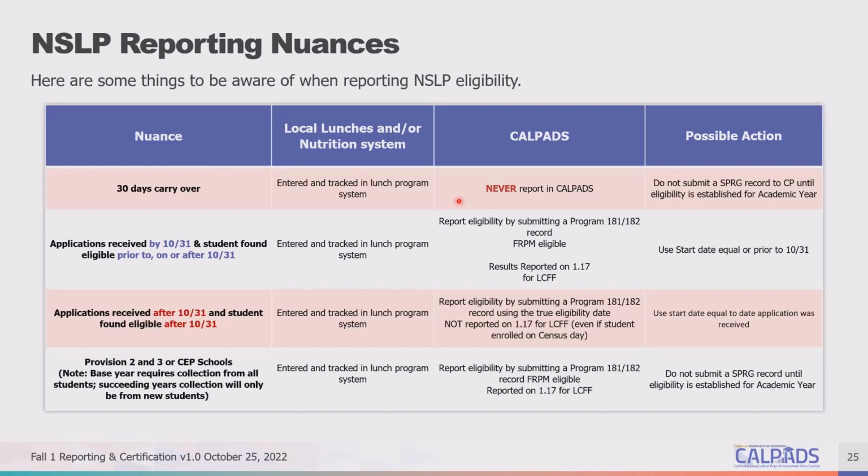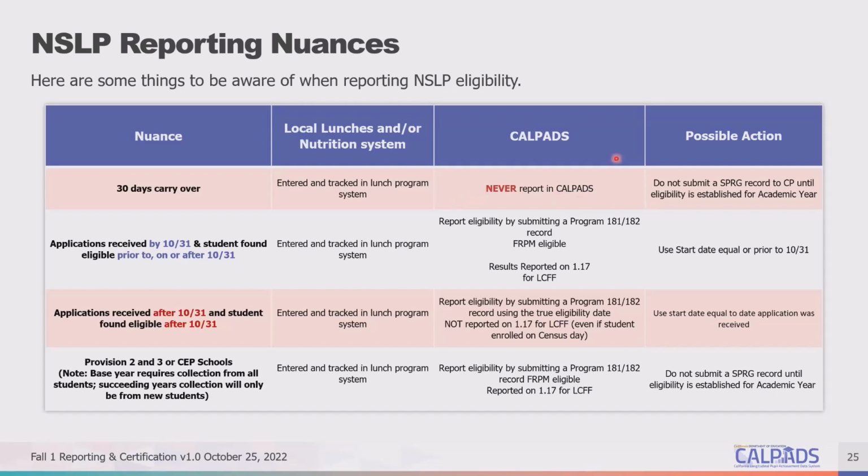You shouldn't be reporting an SPRG record that is equal to the enrollment start date, unless, of course, you've already sent out the forms during the summer and parents submitted the form on the first day of school. Then maybe, just maybe, that might work.